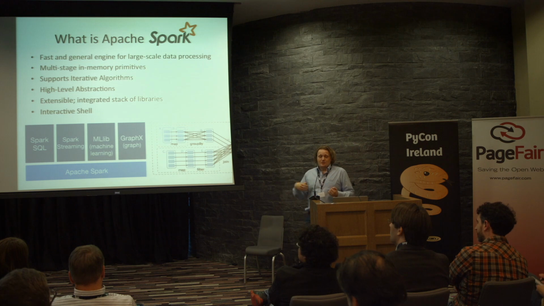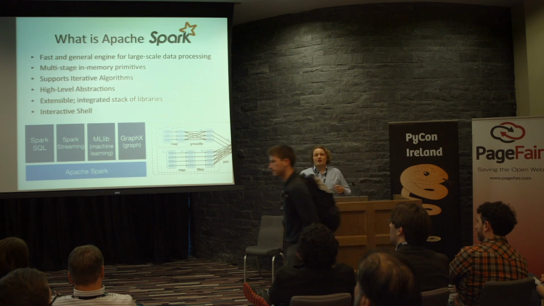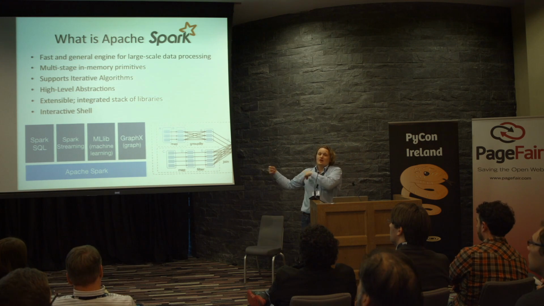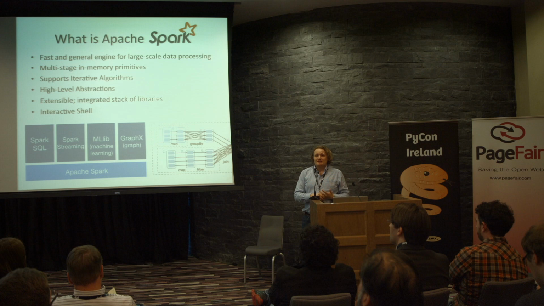I'll come to the differences with Hadoop in a moment. So I just want to give a quick overview. The idea is that you have multi-stage in-memory processing. Multi-stage means you define something and then it gets executed in multiple stages. And in-memory in this case means that Spark makes use of the node's memory.